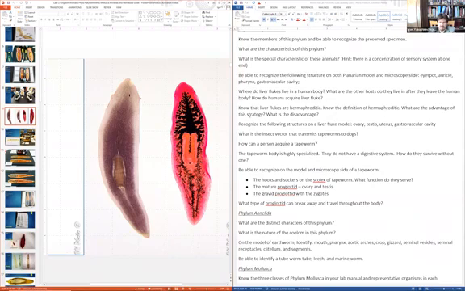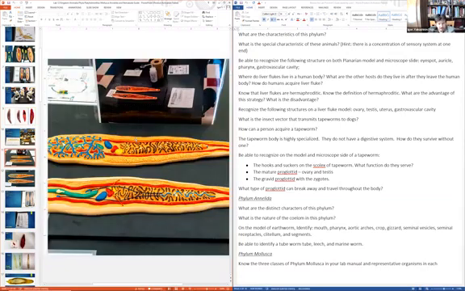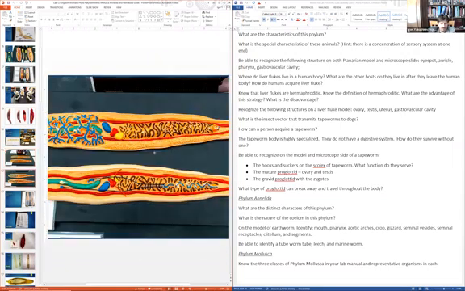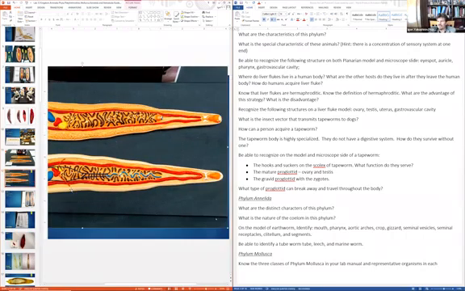Okay, I recognize the following structures on the liver fluke: ovaries, testis, uterus, gastrovascular cavity. Now, when you're looking at the model, the gastrovascular cavity, those particular red lines, are going along the body, supplying the body with the nutrients. Where are they getting the nutrients? Straight from the blood, essentially.